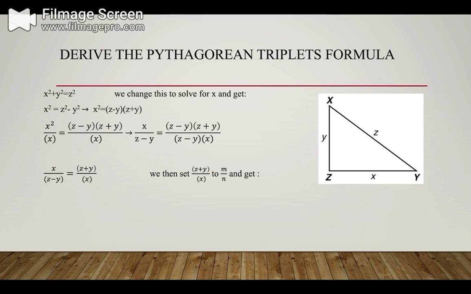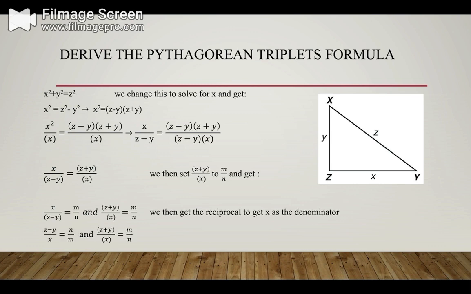Then we could set (z plus y) over x to m over n, where m and n are also whole numbers, and get x over (z minus y) equals m over n, and (z plus y) over x equals m over n. But we're in a little bit of a problem. We want x as the denominator, so we're going to have to take the reciprocal of the first equation to end up having x in the bottom. Once we do that, we're going to have (z minus y) over x equals n over m, and (z plus y) over x equals m over n.